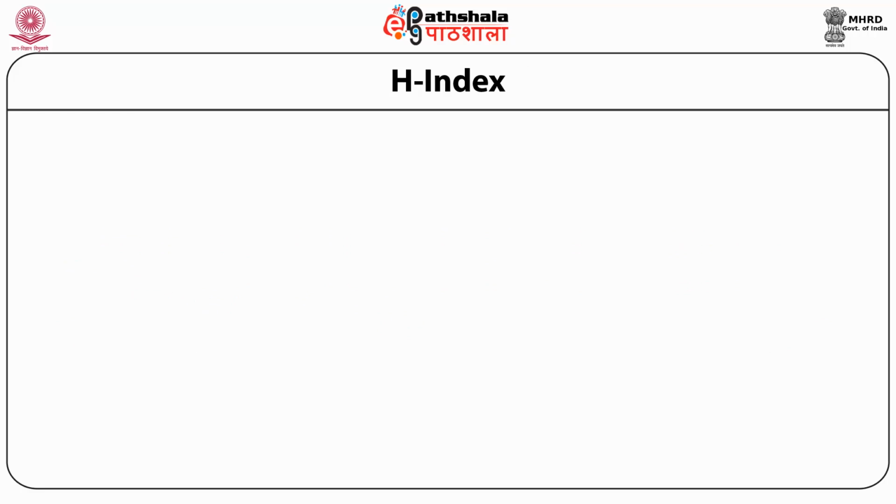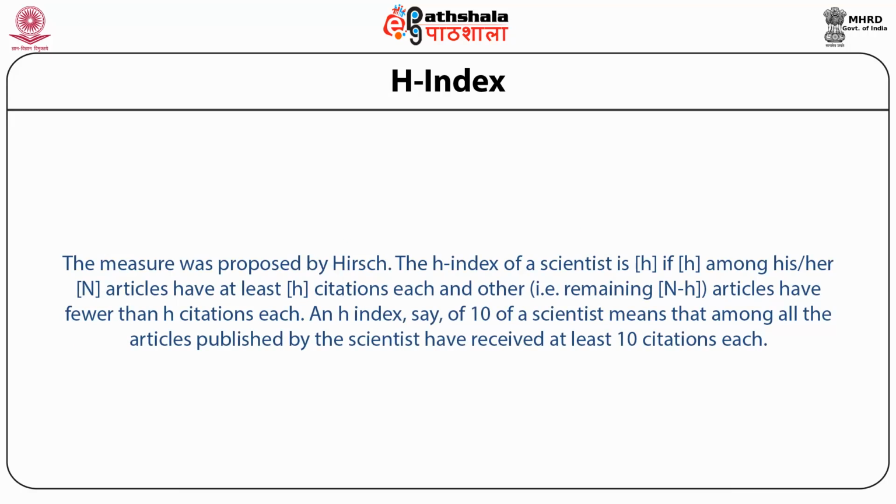H index. This measure was proposed by Hirsch. This is now the hottest area of bibliometrics. The H index of a scientist is h if h among her N articles have at least h citations each and the other remaining N minus h articles have fewer than h citations each.